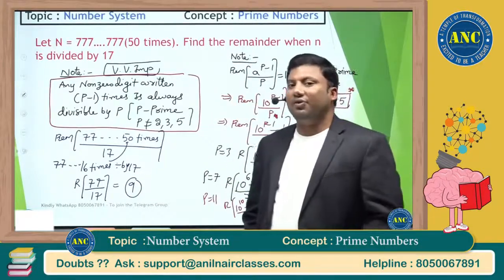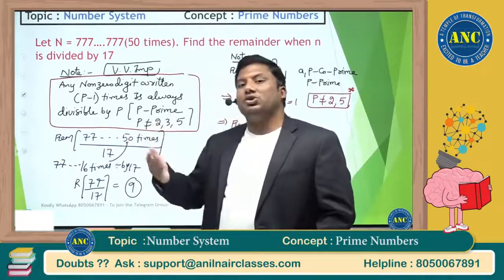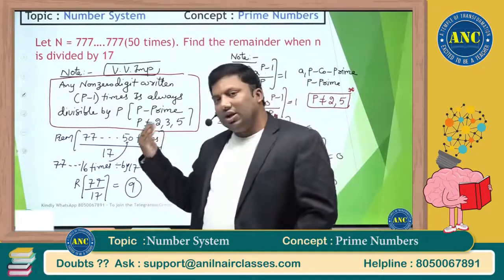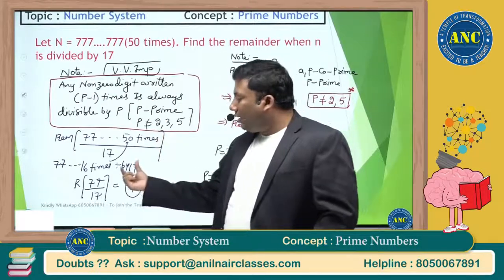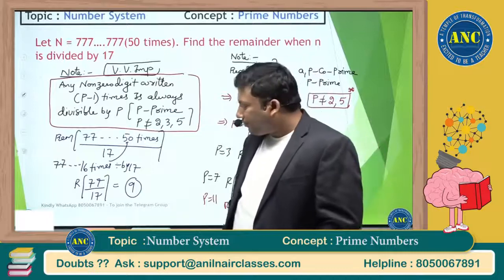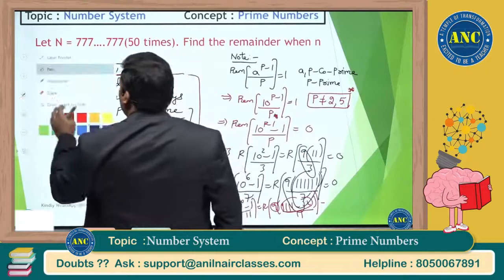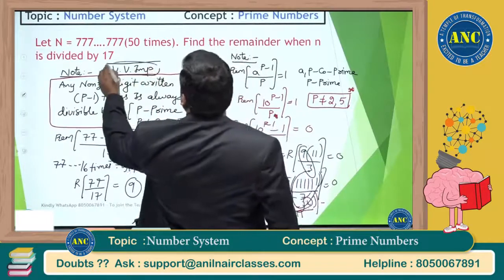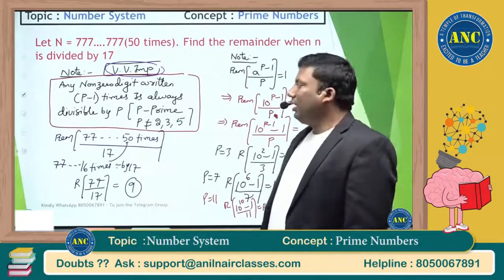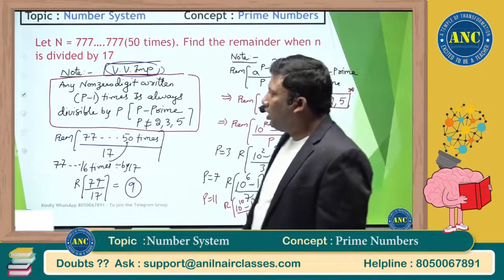7777 written 50 times divided by 17. For 17, the numerator should be written 16 times, which is perfectly divisible. 16 3s are 48 times. Remaining is 7. 77 divided by 17. 17 4s are 68. Remainder is 9. Any non-zero digit, very, very important key point, sir. Any non-zero digit written p minus 1 times is always divisible by p if p is not equivalent to 2, 3 and 5.